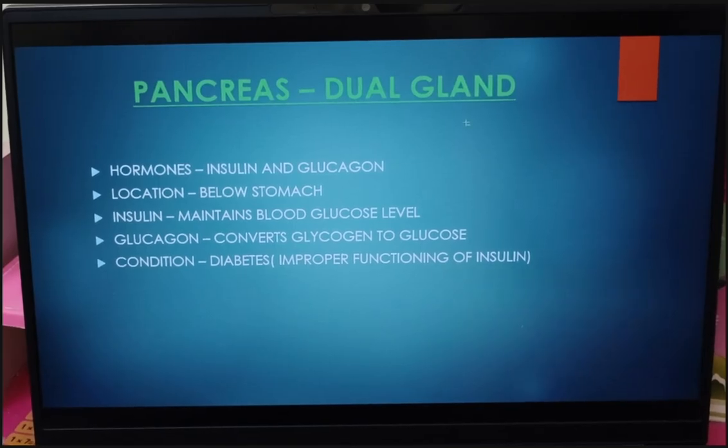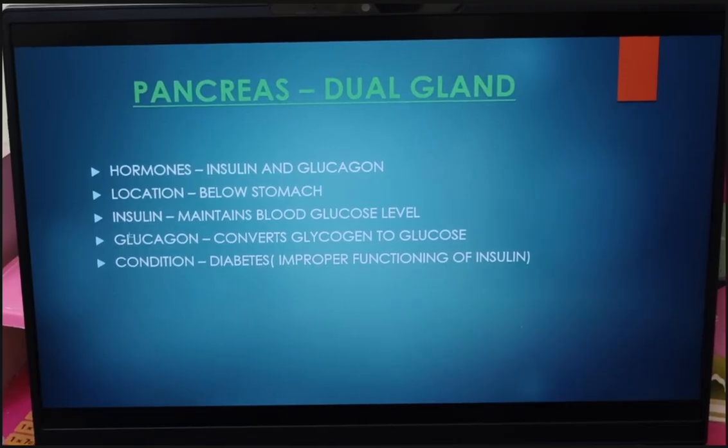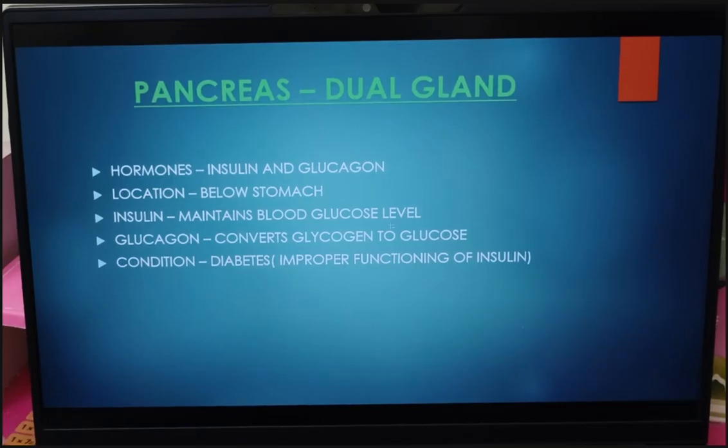This can be asked in 1 mark or 2 marks sometimes. The hormones secreted by pancreas are insulin and glucagon. The location is below the stomach. The main function of insulin is to maintain blood sugar level. We have a very common problem with every individual these days, which is diabetes. Everywhere you go, you will find people saying I'm diabetic. It is all because of the improper production of insulin.